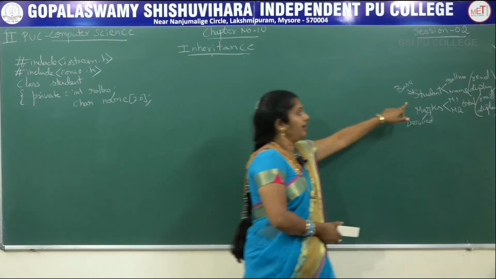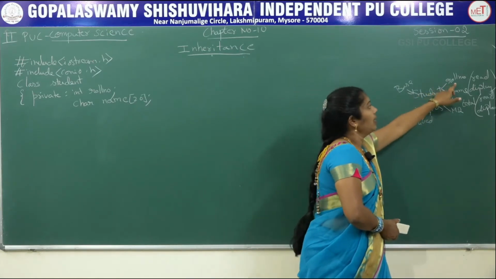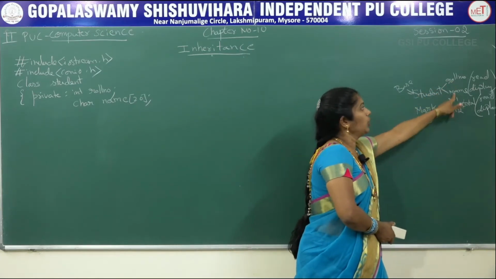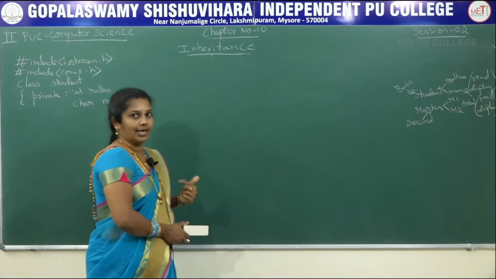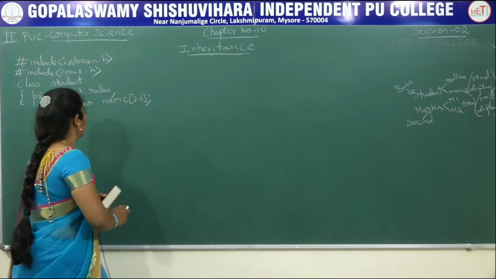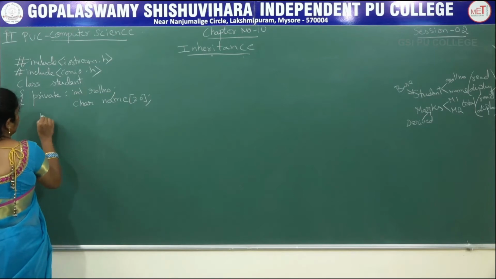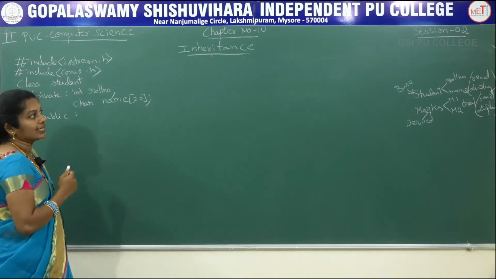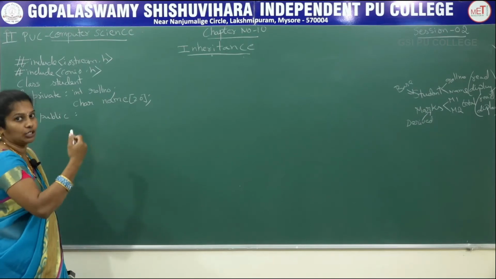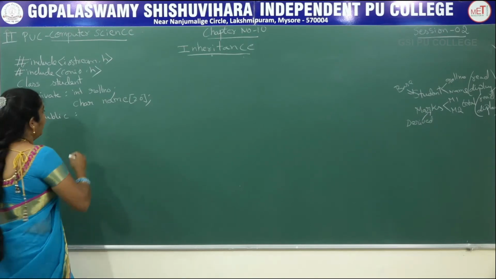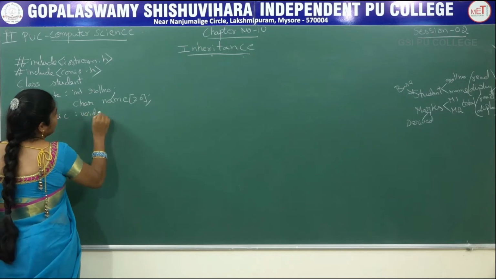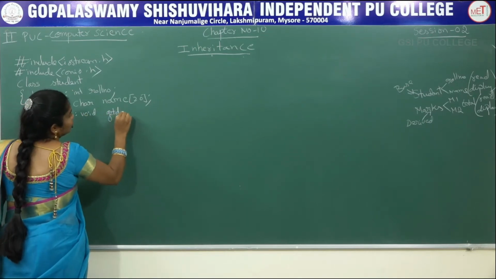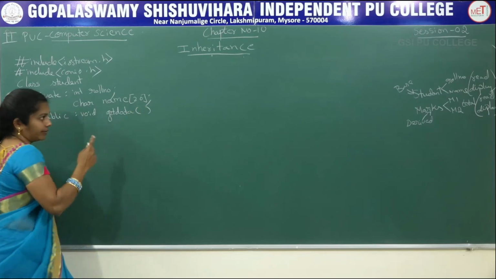First declared, I declared base class student, there are two data members, roll number and name. What is the next thing? I have to read and display this value. Then in public section, we have to write the functions of read as well as display. Then void get data function. First I am going to write the read function.